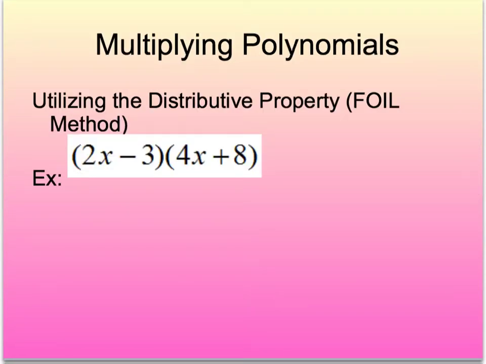Alright, in the first example here we have a binomial times a binomial. And I'm going to show you two different ways to do this because perhaps you learned one or the other. The first way is just really utilizing the distributive property, and you may remember it as the FOIL method. And so what we do here is we take both of the parts of the first binomial, the 2x is going to be given to both the 4x and the 8, and then also the negative 3 will be given to the 4x and the 8.